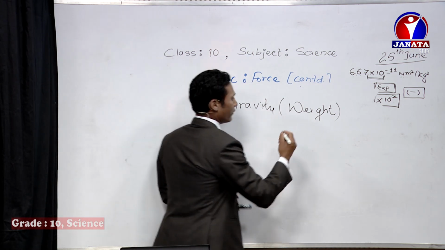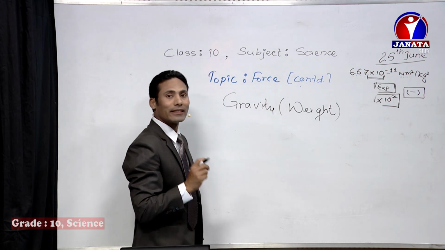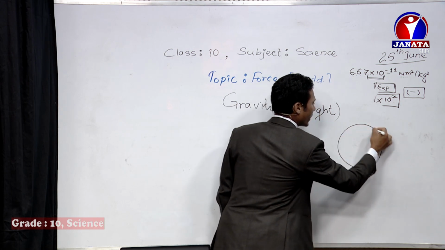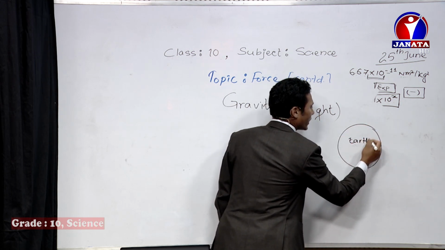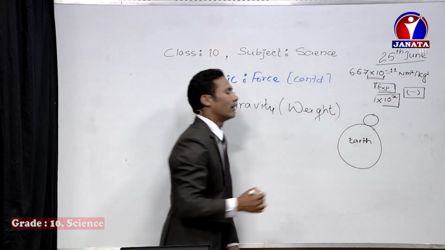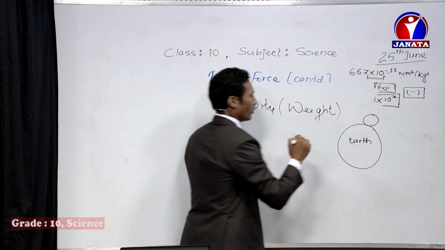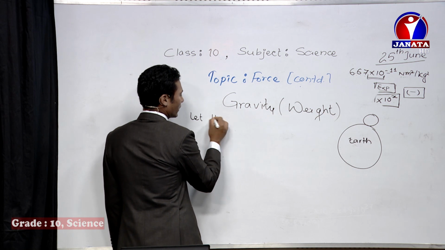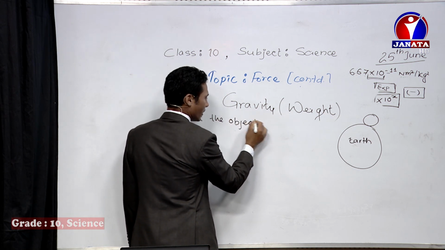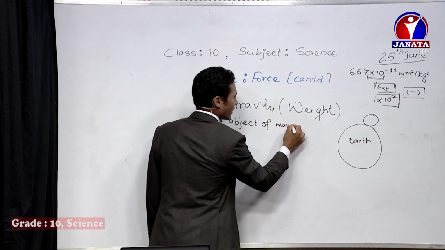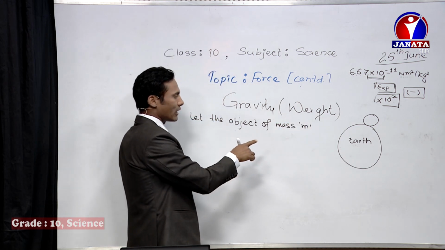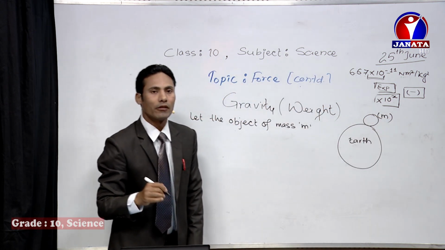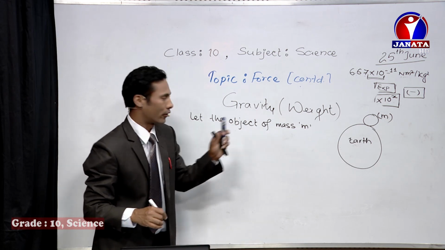Okay, so let's take one of the objects that must be a heavenly body. So let's say the earth. So here is earth, right? This one is earth, and one object is there at its surface. Okay, so let the object be of mass small m. So I have represented it here by the small m, the mass of the object which is found at the surface of the earth, right?